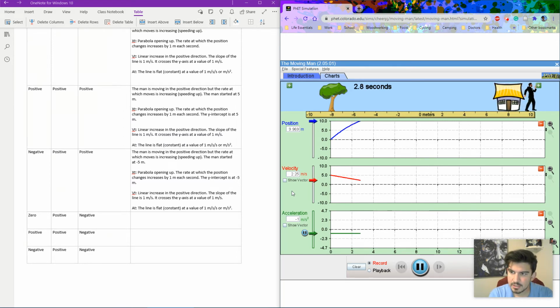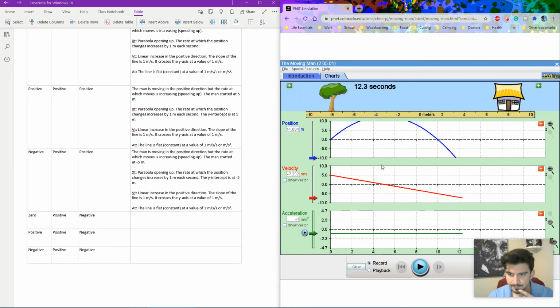Okay, we have some interesting things going on. Here goes our man. Our position time graph is now off the chart, but our man isn't quite leaving the screen. It looks like he's stopped. Oh, he's now coming back. Oh, and look at that. We can see our position time graph again. Okay, our position time graph is now crossing the x-axis, and there goes our guy off into the negative direction.